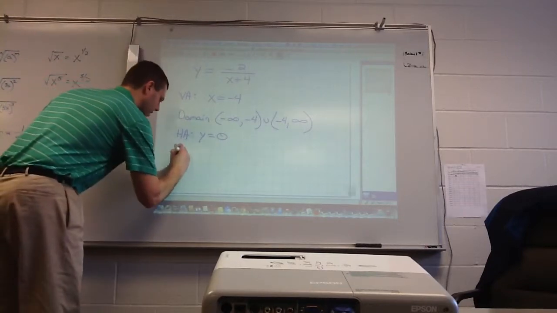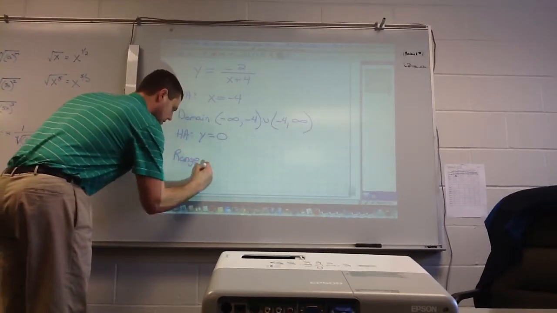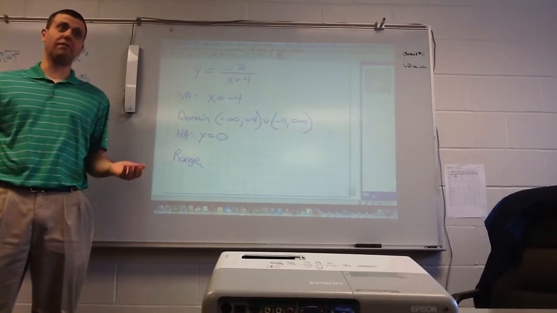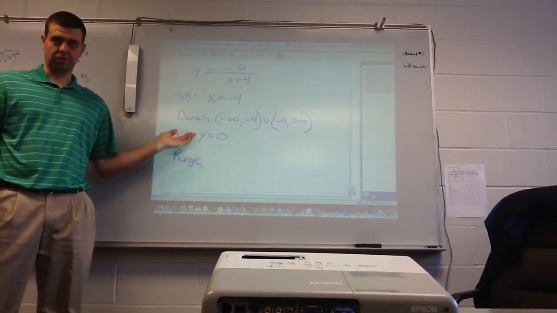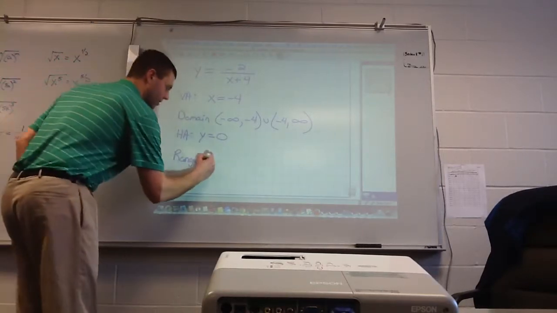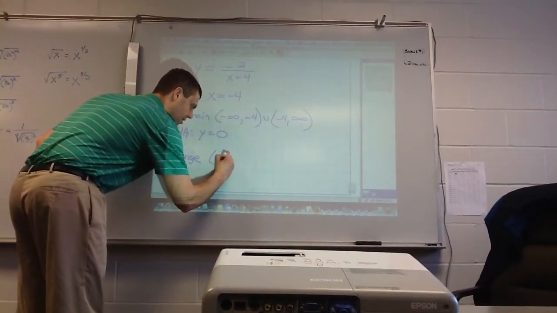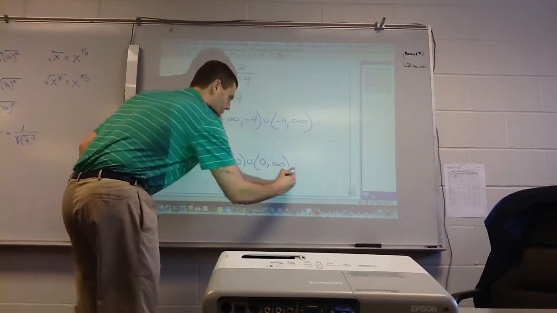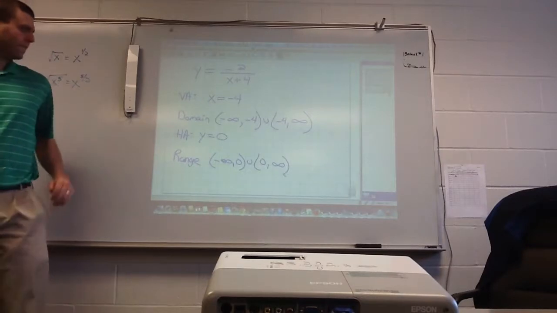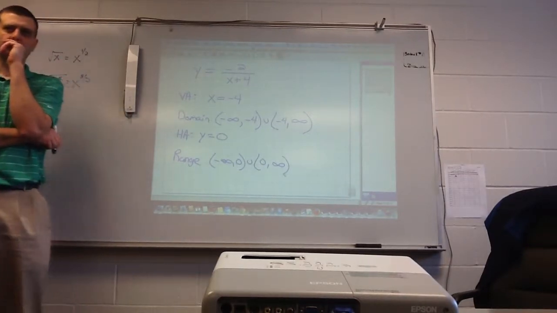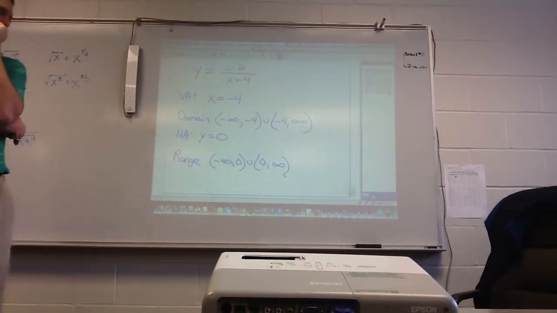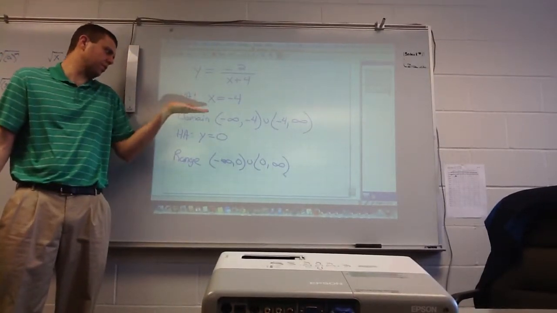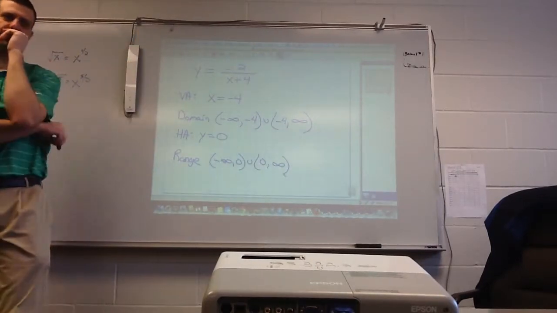Well, then, what is my range? What y values will the graph touch? Everything except 0. So how do we write that? Negative infinity to 0, and 0 to infinity. Good. Every number from negative infinity right up until you get to 0, and then every number from 0 to positive infinity.